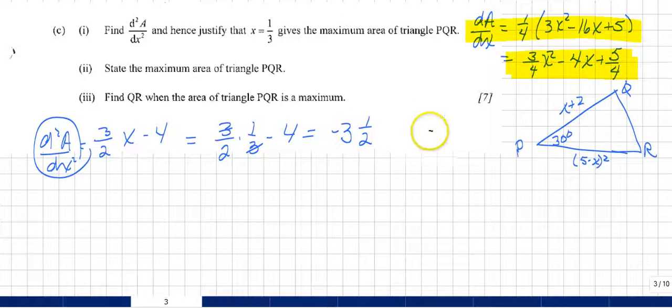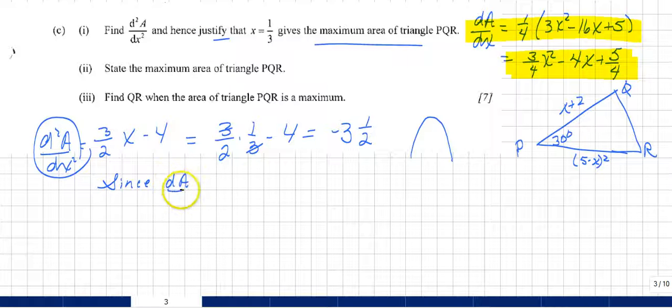Now, if you think about that, if a second derivative is negative, that means it's concave down. Now, the first derivative was equal to 0, which means it's either a max or a min. But since it's concave down, that means that the first derivative equaling 0 when x is a third, that must be a max.